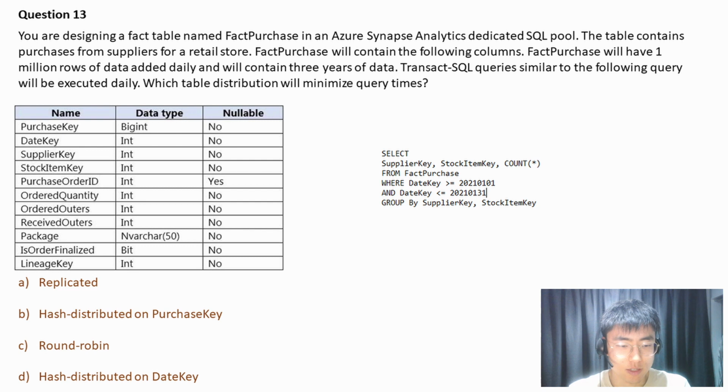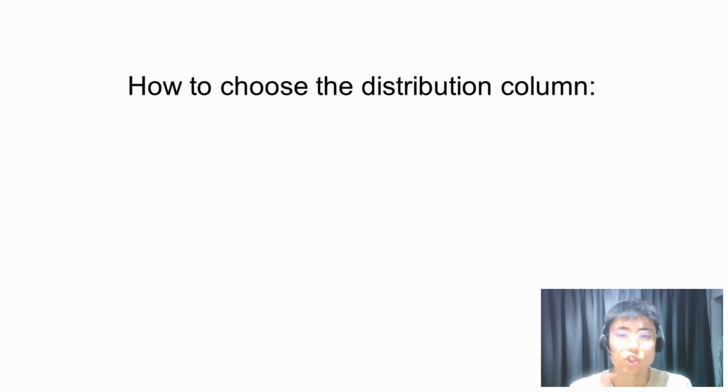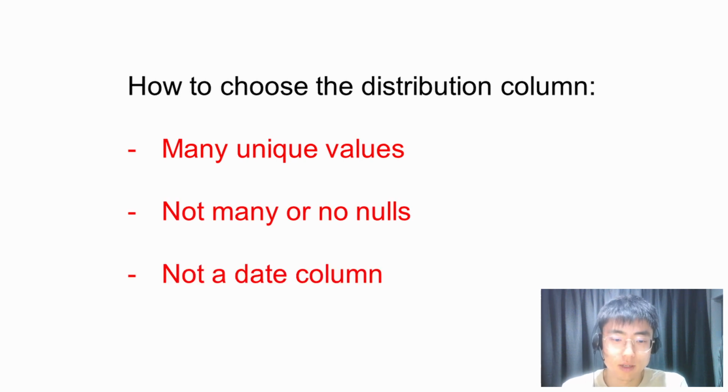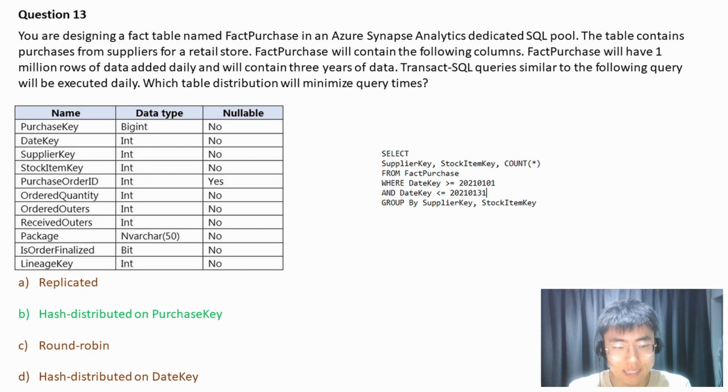So the question is, should the hash distribution be on purchase key or date key? So we're choosing which column hash distribution should be applied on. There are mainly 3 rules to decide which column the hash distribution should be applied on. The 3 rules are: there should be many unique values in the column, there should be no or very few nulls, and it shouldn't be a date column. Applying that to this question, the correct answer is B, hash distributed on purchase key.